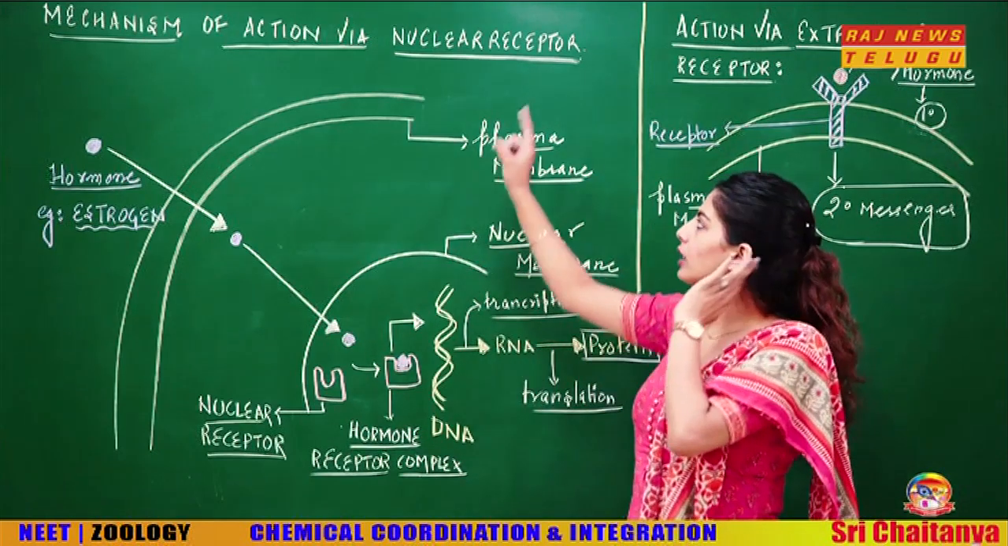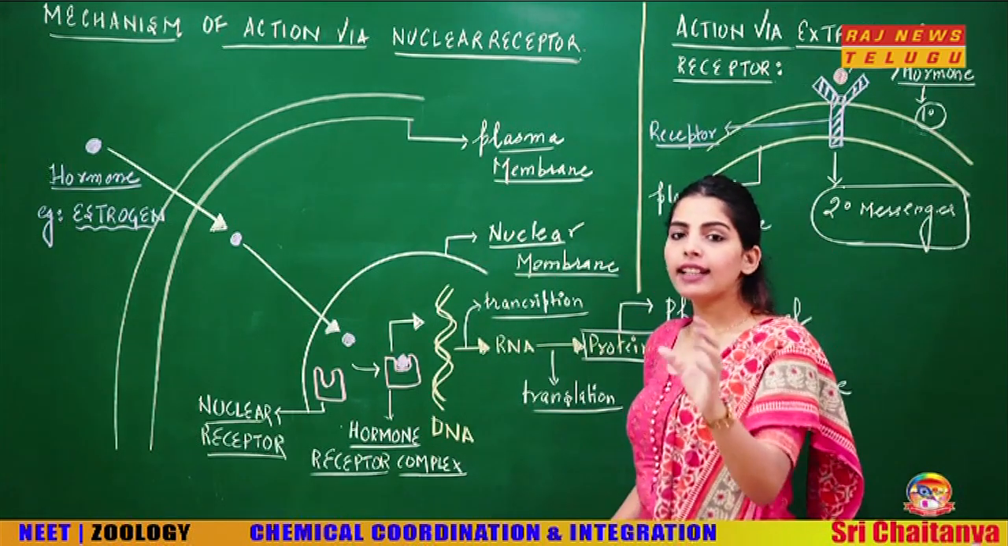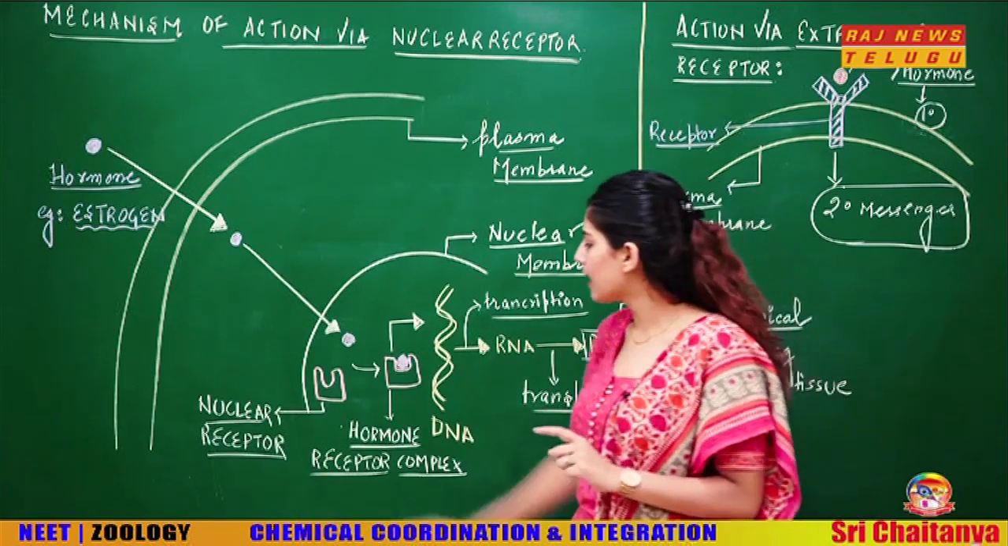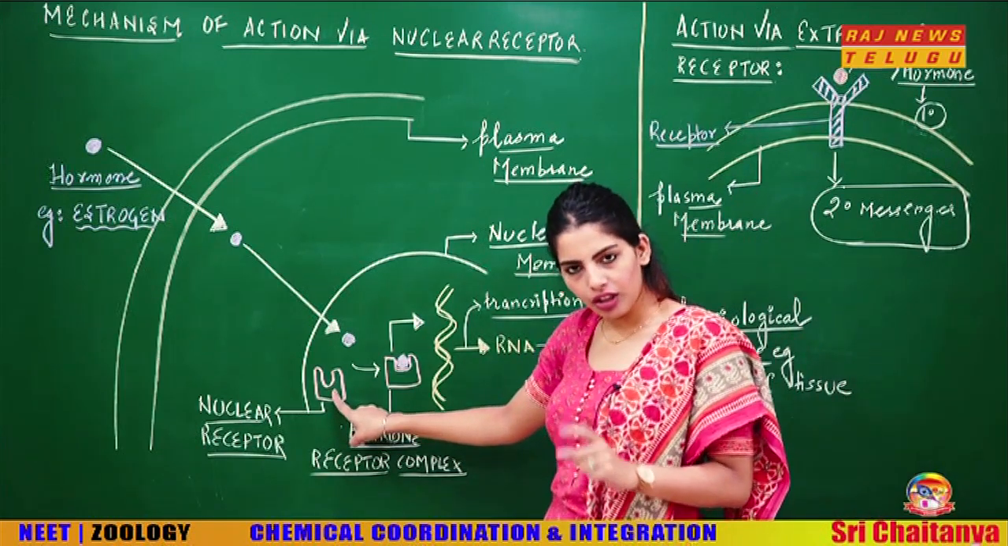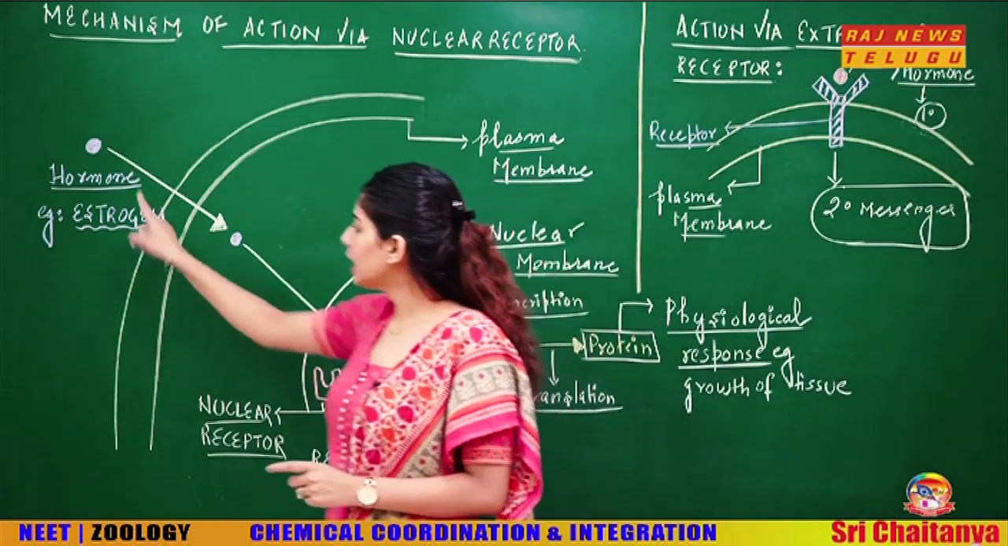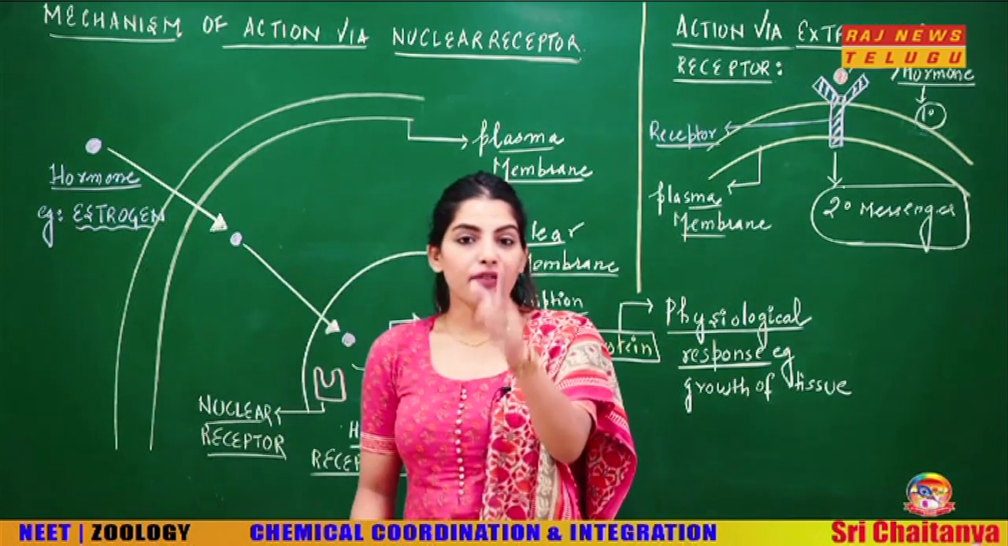Now talking about this mechanism of action, inside the nucleus I've told you that you will have one receptor called the nuclear receptor, that is present inside the nucleus. Now what is happening? The hormone estrogen, that's a female hormone.